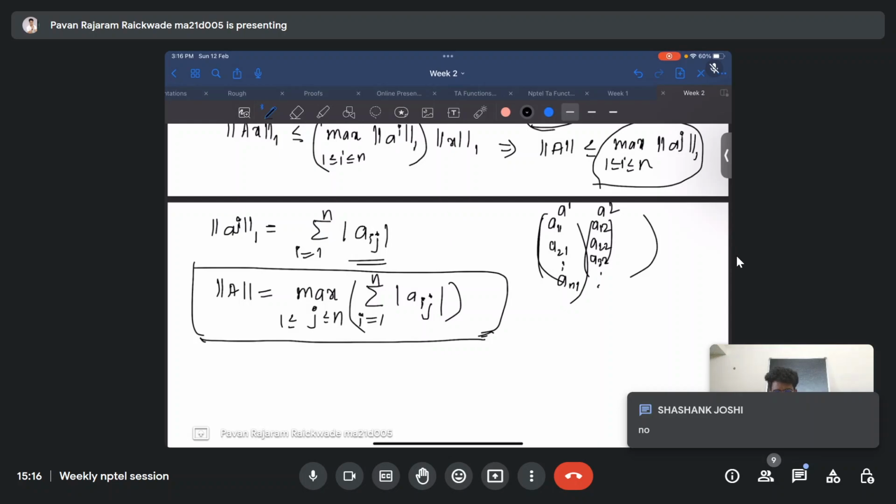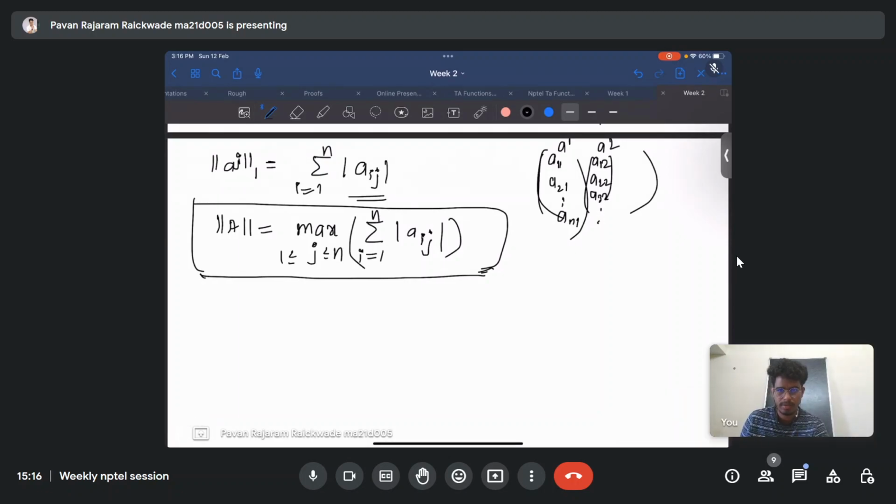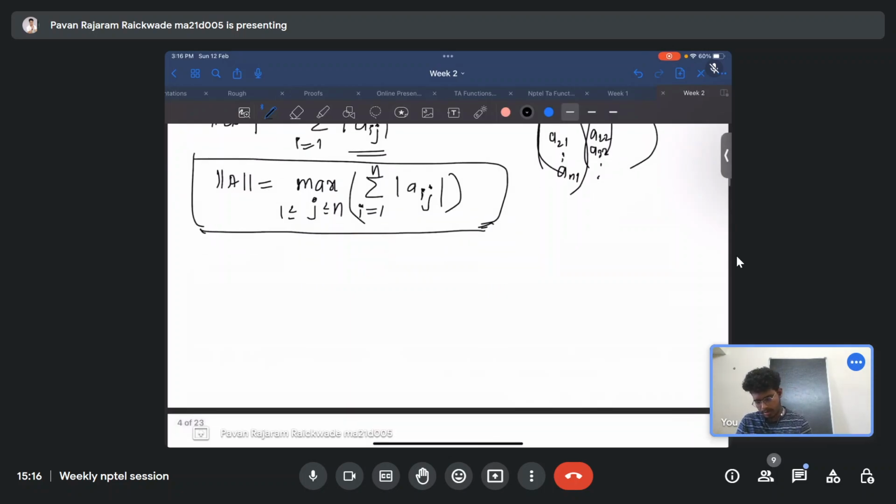Yes sir, how do we get that norm A is equal to it? We have just proved that it is less than or equal to. I just left it as an exercise, but okay, we can show it also.